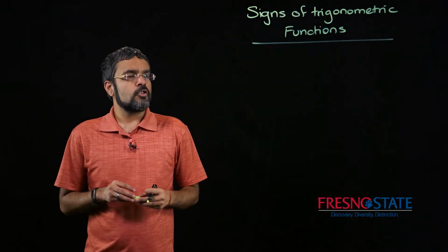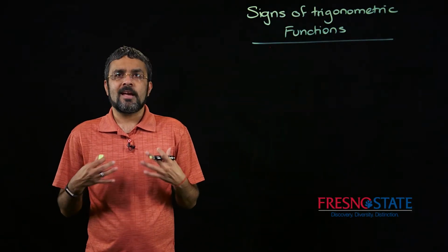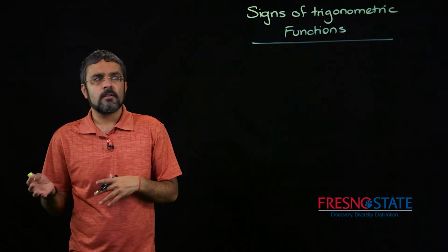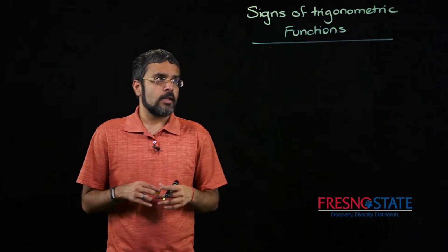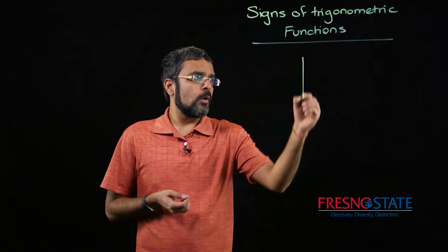So now we're going to look at our trigonometric functions and determine what the sign of the function is. When is my function going to be positive? When is my function going to be negative? Etc. All right. So this is our coordinate system, right?